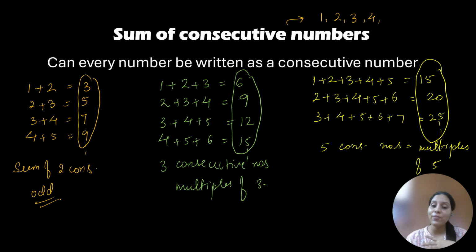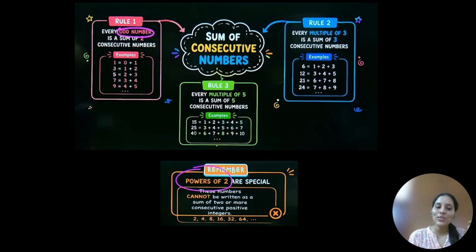But can we write every number as a sum of consecutive numbers? No, there must be some rule, isn't it, to identify what kind of numbers cannot be written. So let us see the rules. Rule 1: when you add two consecutive numbers, you end up having odd numbers. We have seen. Rule 2: when you add three consecutive numbers, you get multiples of 3. When you add 5 consecutive numbers, you get multiples of 5.